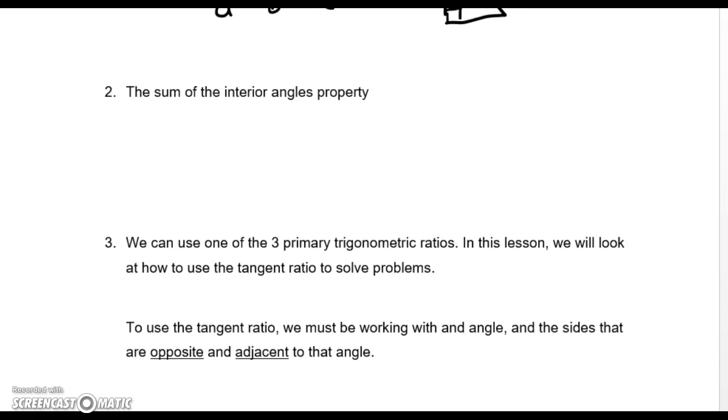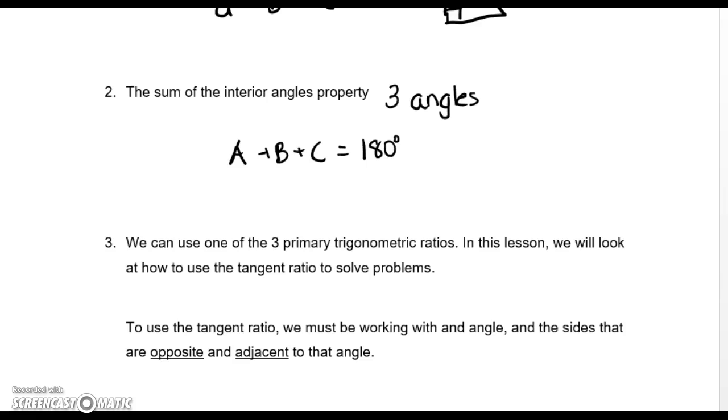When we're working with just angles, so three angles, we would know two and be missing one of them. Then we know that if we add up all three angles, angle A plus angle B plus angle C, you should get 180 degrees. And this property actually works for any type of triangle, whether it's a right triangle or a non-right triangle.